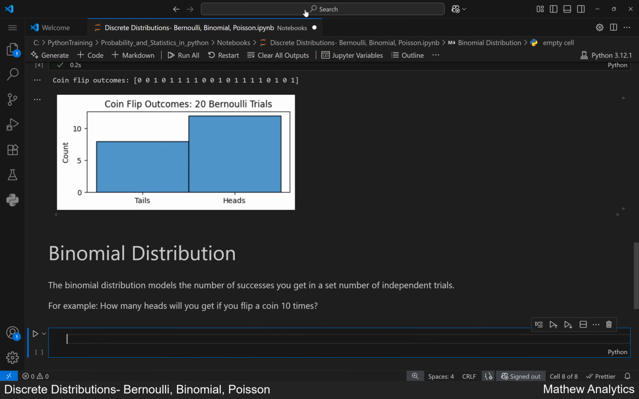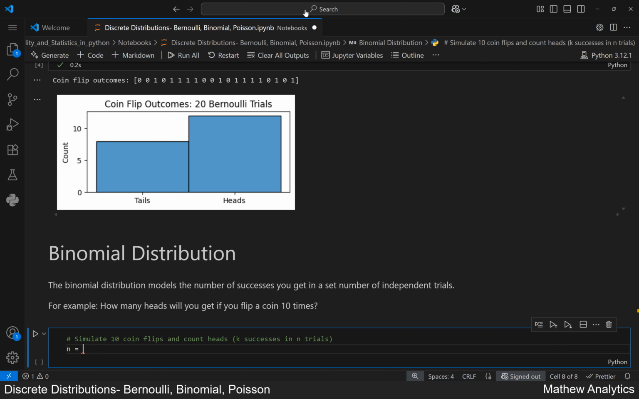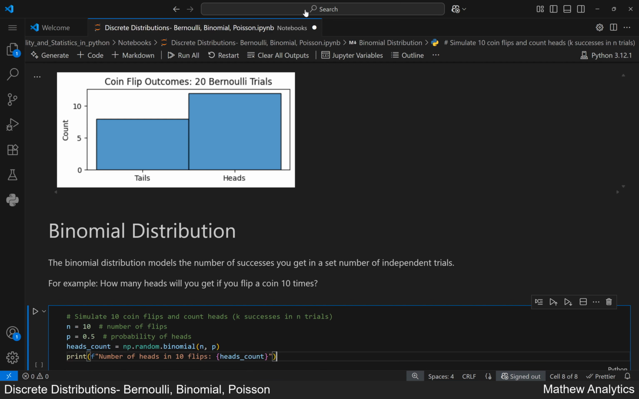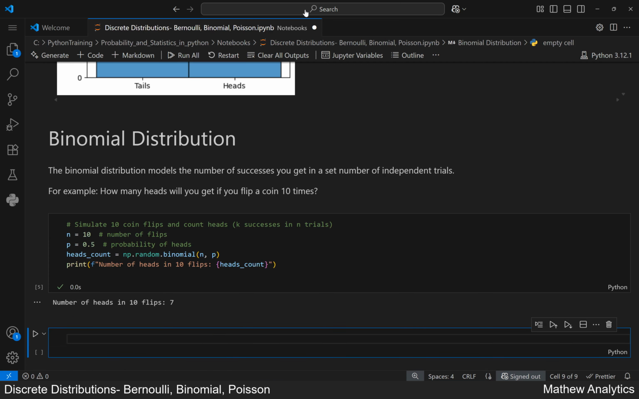Let us flip a coin 10 times and count the number of heads. We set n to 10 for the number of trials. Probability stays at 50% for heads. NumPy gives us the number of heads we got in all 10 flips. We print the number of successes to see the result. Try changing the number of flips or the probability and see how your results change.